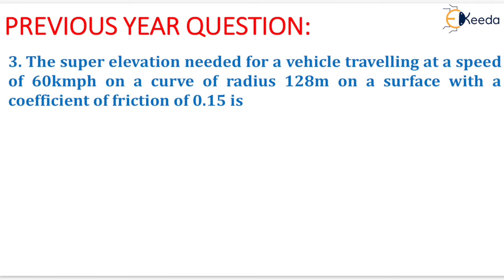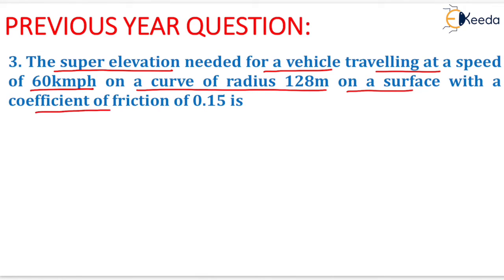The question is given as: the super elevation needed for a vehicle traveling at a speed of 60 km per hour on a curve of radius 128 meter on a surface with a coefficient of friction of 0.15 is. It means that we need to calculate here the value of super elevation.